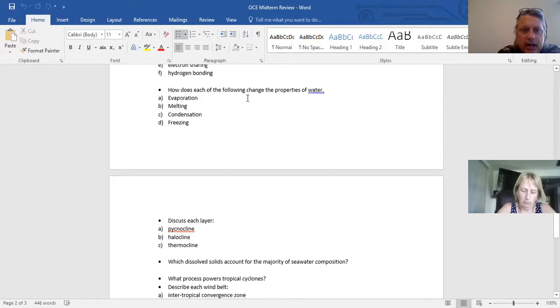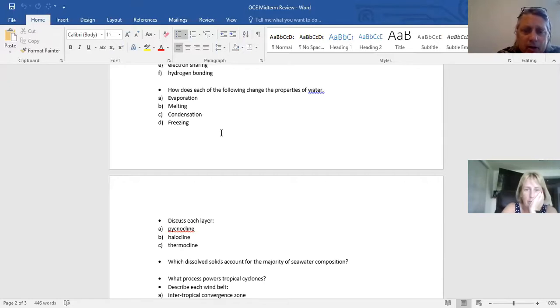How does each change the property of water? Evaporation, melting, condensation, and freezing. So evaporation happens at the surface. Melting would be that latent heat of fusion, adding that. Remember the graph of the water. Condensation would be the opposite of the boiling. So you're actually losing energy, the heat of vaporization. And then the freezing of water would be the opposite of the melting. It's positive heat of latent heat of fusion.